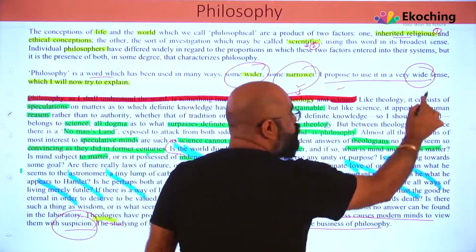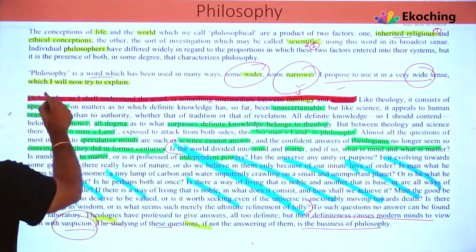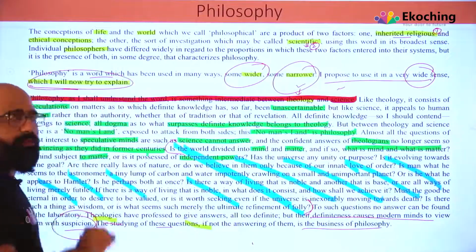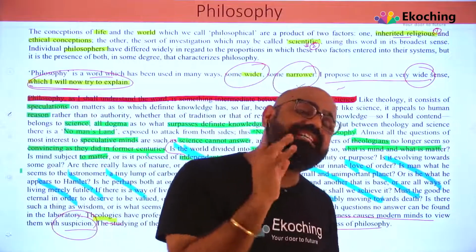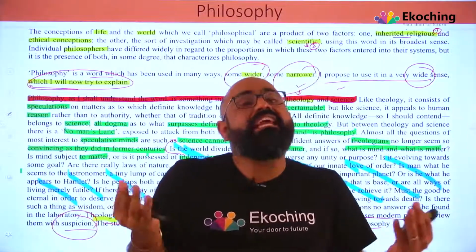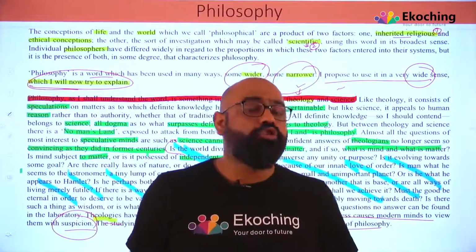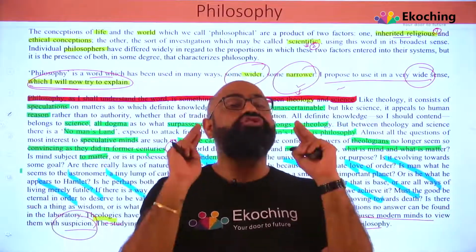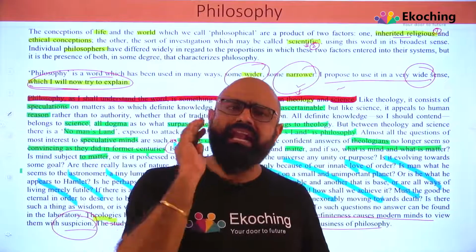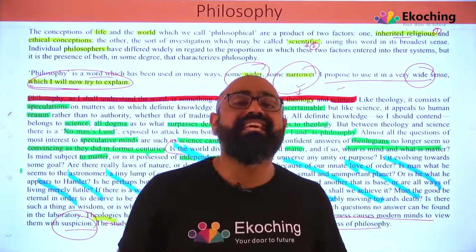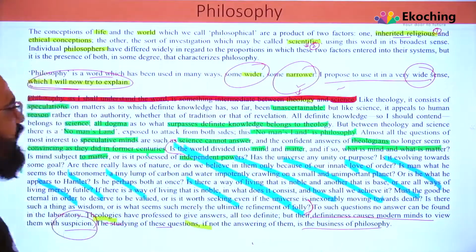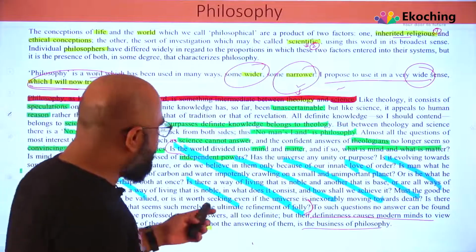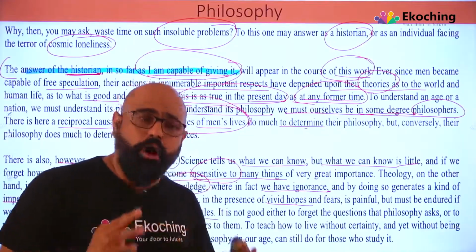I propose to use in a wide sense, and which I will now try to explain. This phrase is giving me that feeling that he can be a philosopher as well. So I can't say he's not likely to be a philosopher or a historian, because these two lines are mentioning that. Let me go to the third, which says scientist, and the fourth option is theologian. So between scientist and theologian, the problem has to be there.